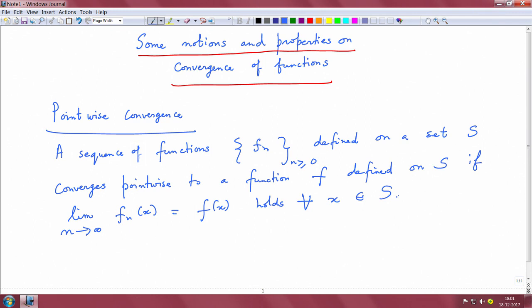So, we will go a little deeper into what this definition means, right. So, you have a sequence of functions that are defined on a set S and that converges pointwise to a function f defined on S if this condition holds.